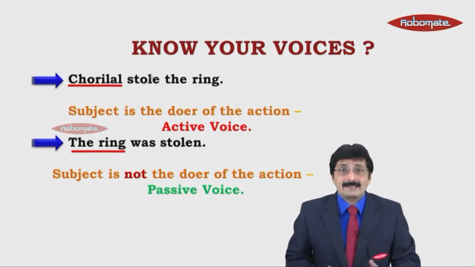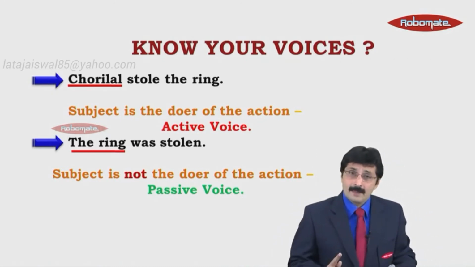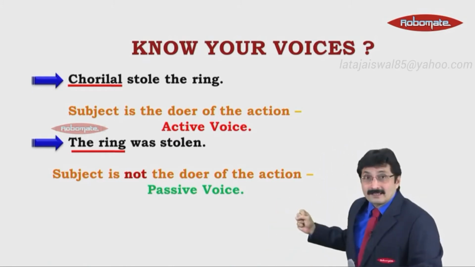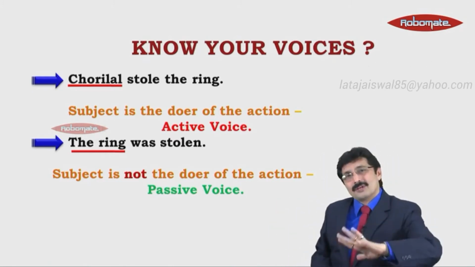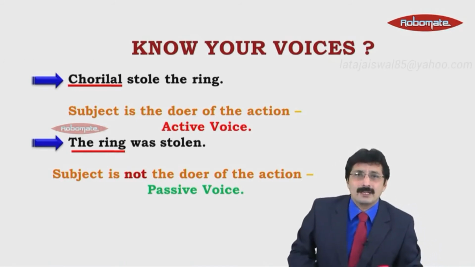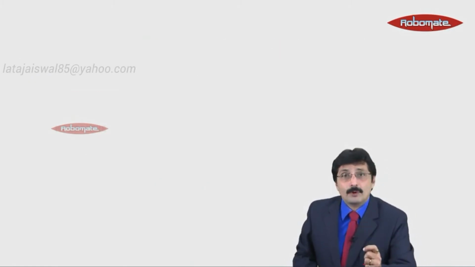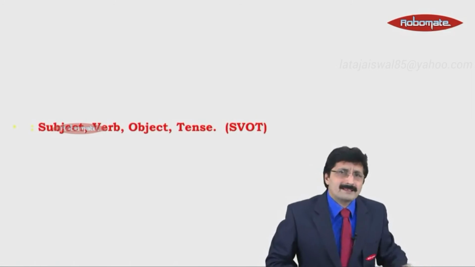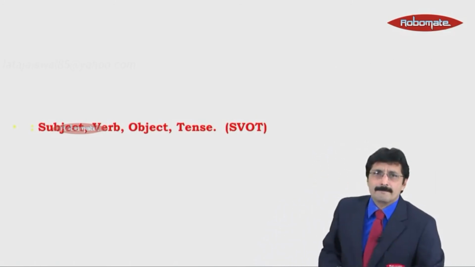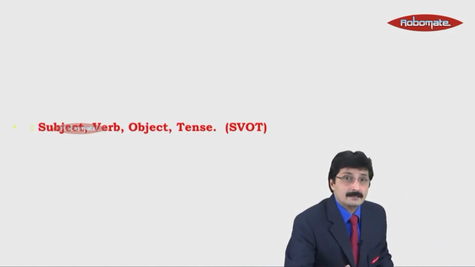And for your exams, you only need to know two things. One, how to recognize if the sentence is an active or passive, which we have just seen. And two, how to change from active to passive and vice versa, which we are just going to see right now with this example. But before that, what are the four things that we need to change from the active voice to the passive voice or vice versa? The subject, the verb, the object and the tense.